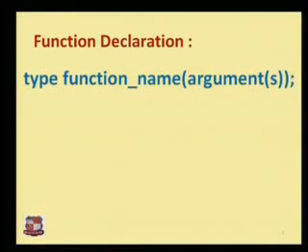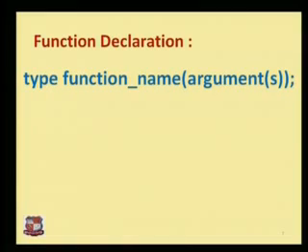Then function declarations. In function declarations we start with type, then function name. As I told you earlier, the function should have a particular name. Then the function name is assigned with a type. Type means the function has to return a particular value after execution. The return type shows the type of value the function returns. If it returns an integer, then the type will be integer.